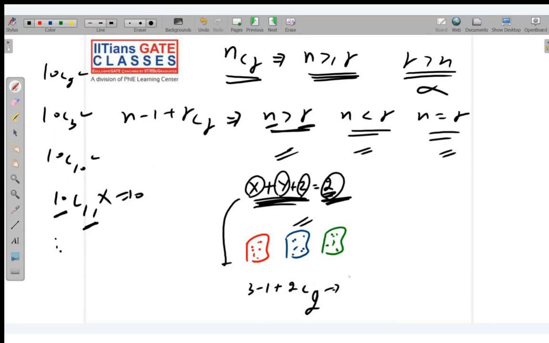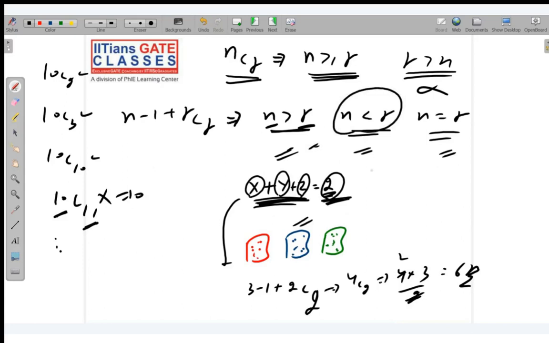3 plus 2, 5, minus 1, 4. 4C2. 4C2 is the answer. That is nothing but 6. 6 is the answer. If you are not able to follow how 6, I think 4 into 3 divided by 2, so 6 is the answer. Only 6 ways are there. Now, the main thing is it is possible.